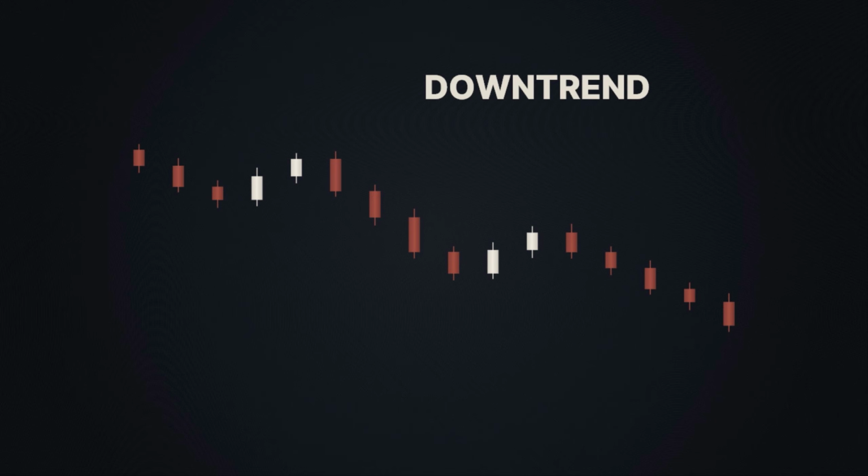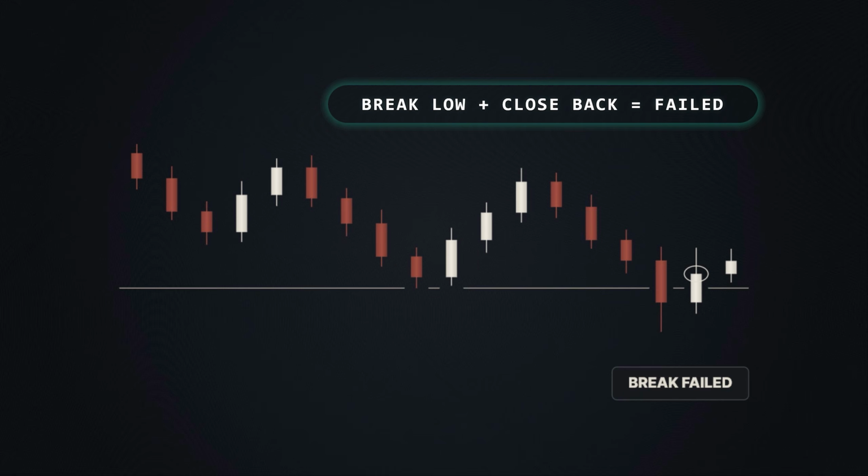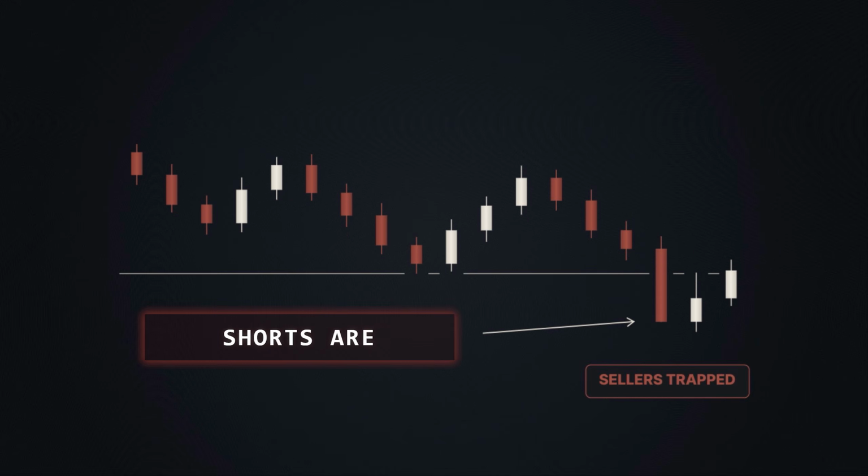Watch this downtrend. Price breaks below an obvious low. And the question is simple. Does the break hold or does it fail? The candle closes back above the low. That tells me the breakdown failed. Sellers who shorted under the level are now trapped. And if price pushes higher, they may need to close.